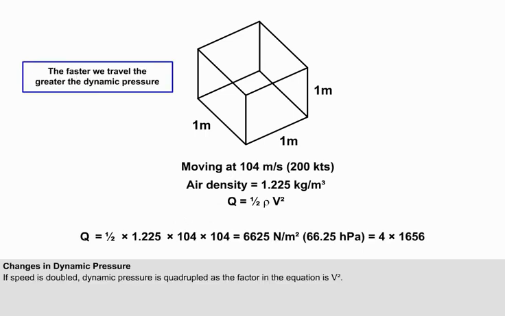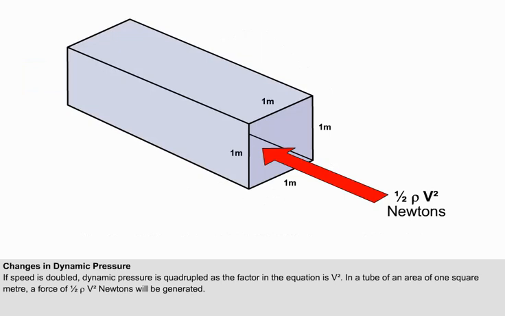If the speed is doubled, dynamic pressure will be 4 times greater, as the factor in the equation is speed squared. Half times 1.225 times 104 times 104 equals 6,625 newtons per square meter, or 66.25 hectopascals. In a tube of an area of 1 square meter, a force of half ρv squared newtons will be generated.